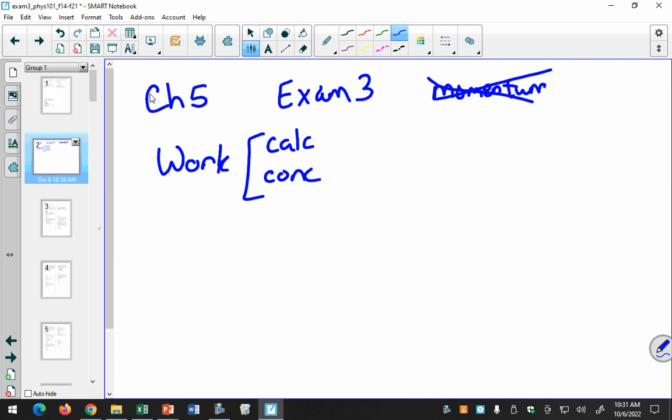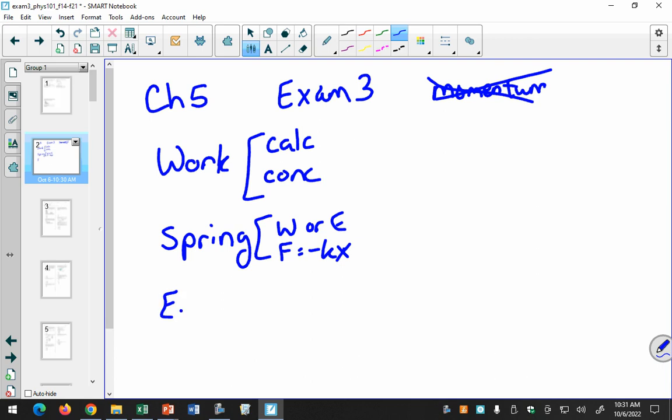For the work that a force will do, you'll probably just have one where you have a force that's at an angle and you have to figure out what is the work done. Then you'll also have some spring questions where you have to calculate the work or the energy due to a spring. And then maybe also for Hooke's law, F equals minus kx, you'll see energy. And for both of those I'll have both calculation and conceptual questions.